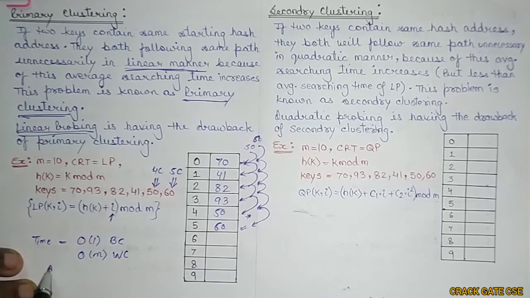Now the question is, what is the average time? The average time will be 1 plus 2 and so on up to m, divided by m. So how can we write it down?